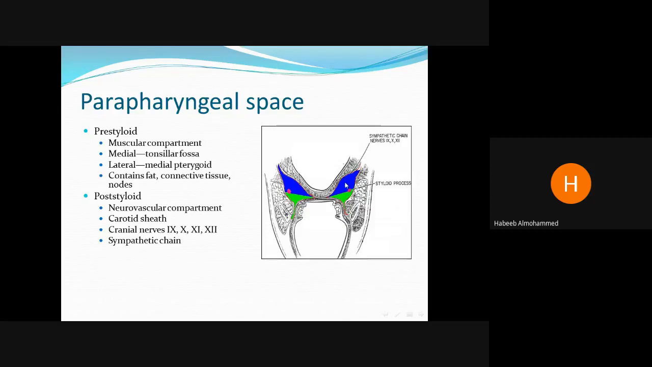While the post-styloid compartment of the parapharyngeal space, the blue compartment, contains more neurovascular structures: the carotid sheath, the lower cranial nerves, and the sympathetic chain. Why is this classification important? Because a tumor in this area, like a schwannoma of the carotid sheath or a carotid body tumor, may give rise to a differential diagnosis of parapharyngeal space swelling.